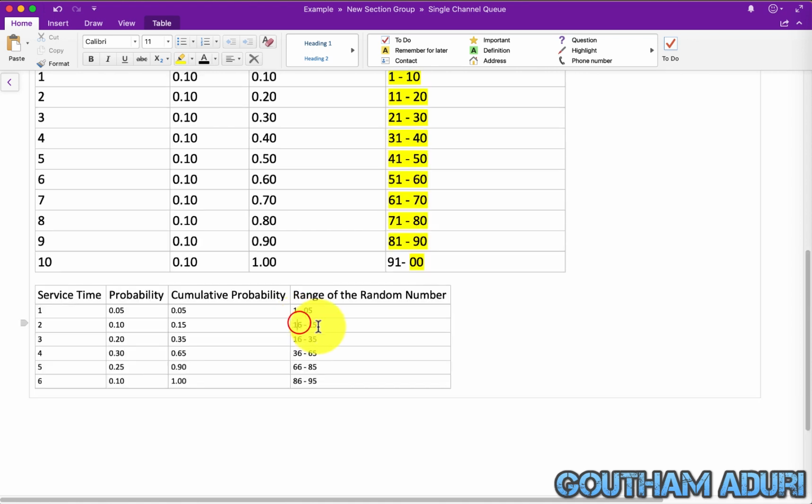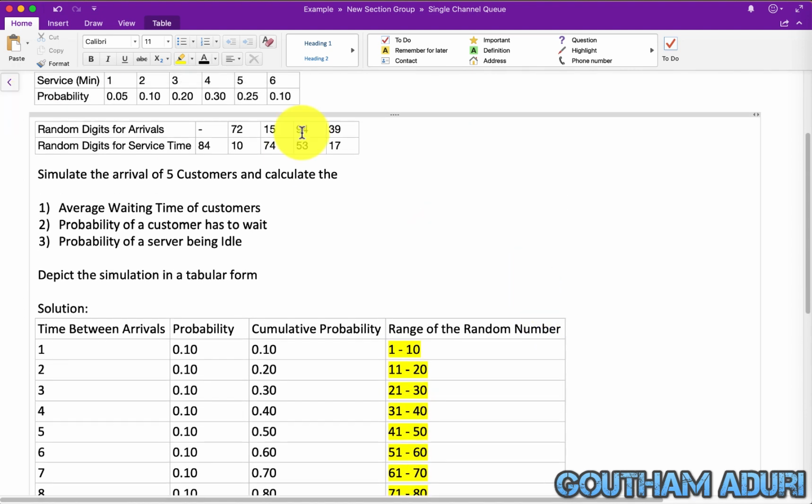1 to 5, it should start with 6, 6 to 15, and it should start with the 16 to 35, 36 to 65, 66 to 90, and it should start with 91 to 00. So these are the things. So next one is random digits are given, so I have to find out the range. From the range I have to put the time between arrivals.